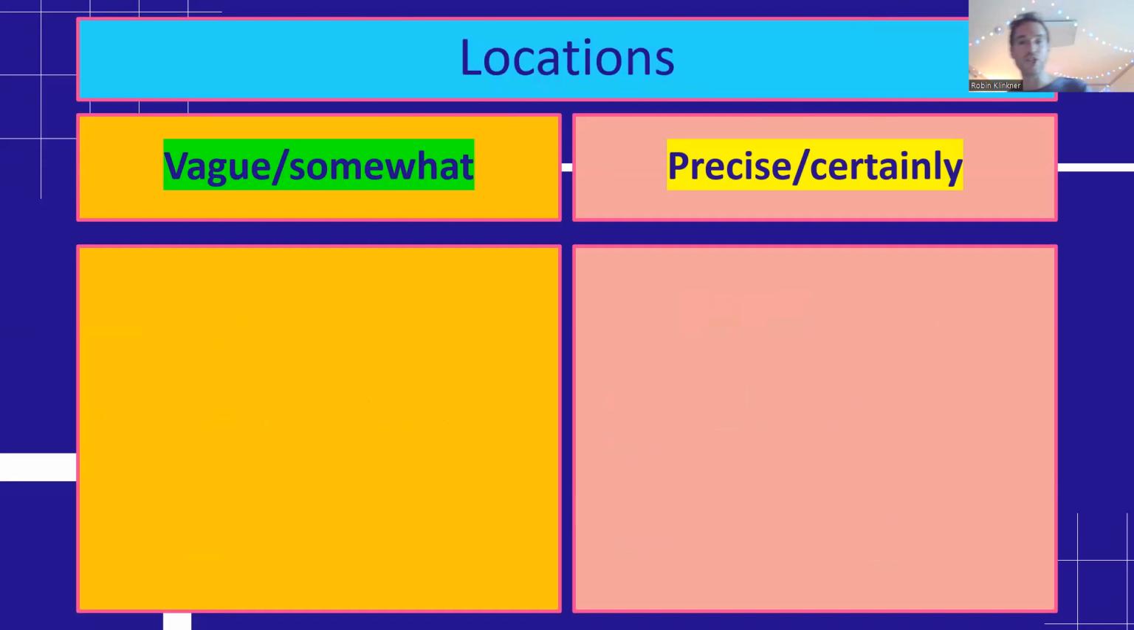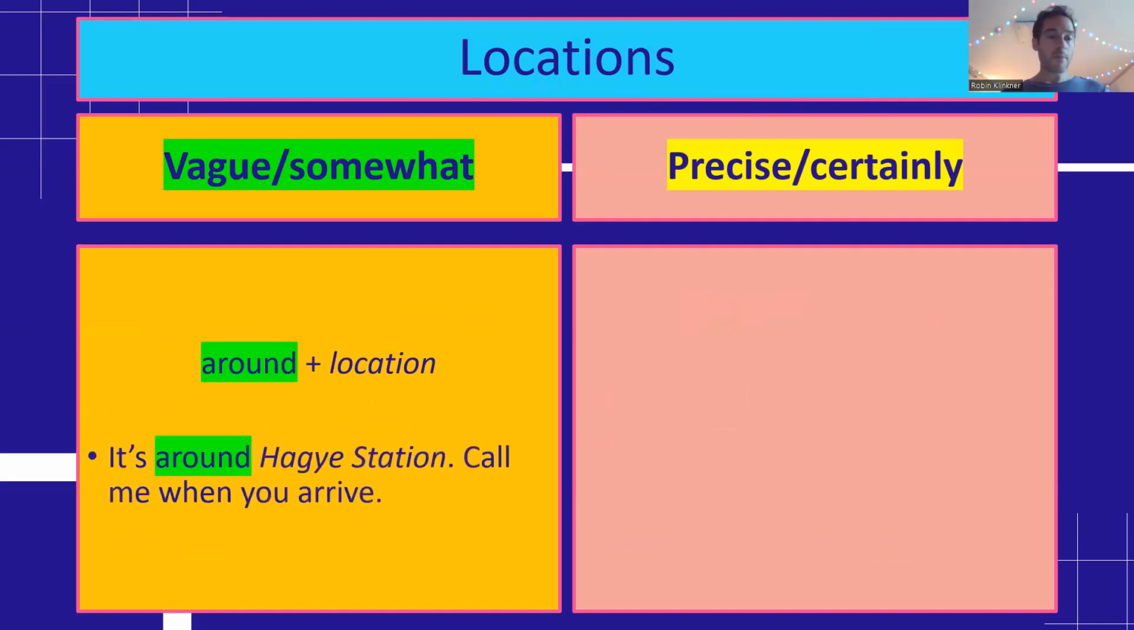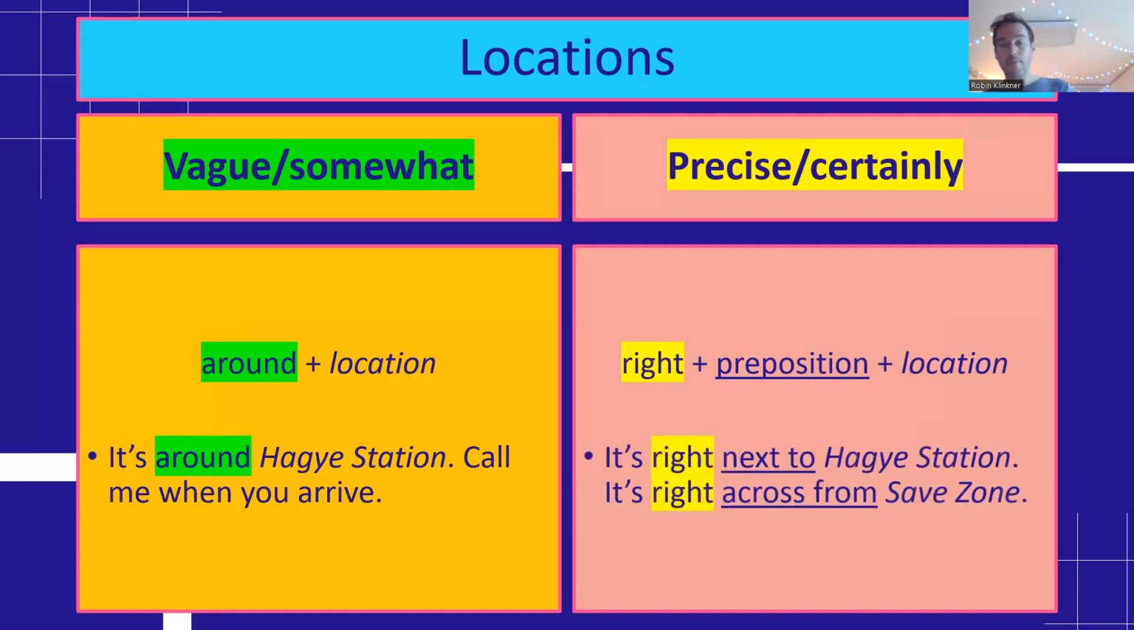Okay, now for locations, this is kind of related to directions. So we say around. Around was used for amounts and times. Around is also used for locations. So, hey, my house sits around Hage Station. Call me when you arrive at the station, for example, and I'll come and pick you up. Right? So when you're being precise, right, then preposition, then location. So my house is right next to Hage Station. It's right across from Save Zone.